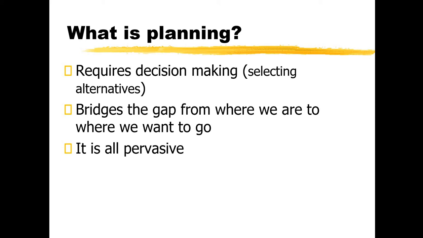It requires decision making. Why decision making? Because we will have a number of alternatives, and from there we'll have to select one. So decision making comes in. Planning bridges the gap from where we are to where we want to go. So if today is 2021 and the company visualizes where it sees itself in another 10 years, in 2031, there is a huge gap from where we are to where we want to go. And planning will help us to bridge this gap.